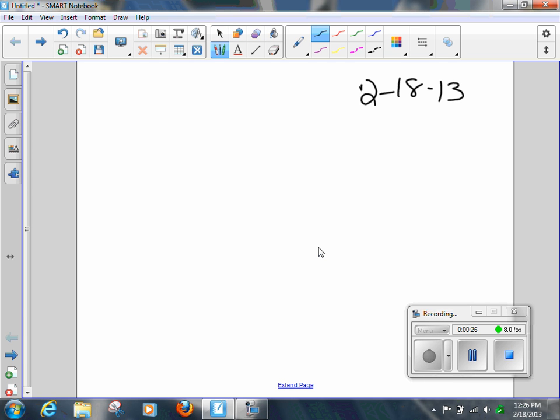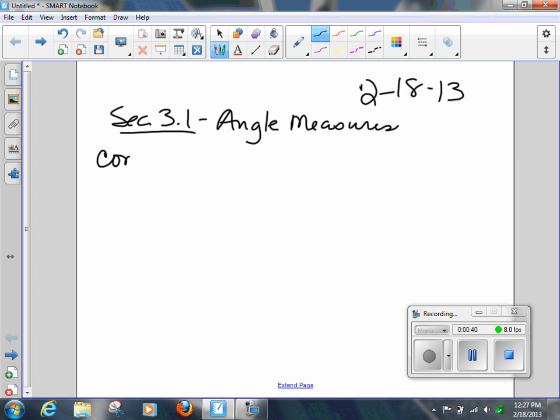Here we go. We are going to look at angle measures. Okay. And we're going to look at converting degrees to radians and radians to degrees. I don't know why this is after the fact, after we've gone over this stuff, but it is.